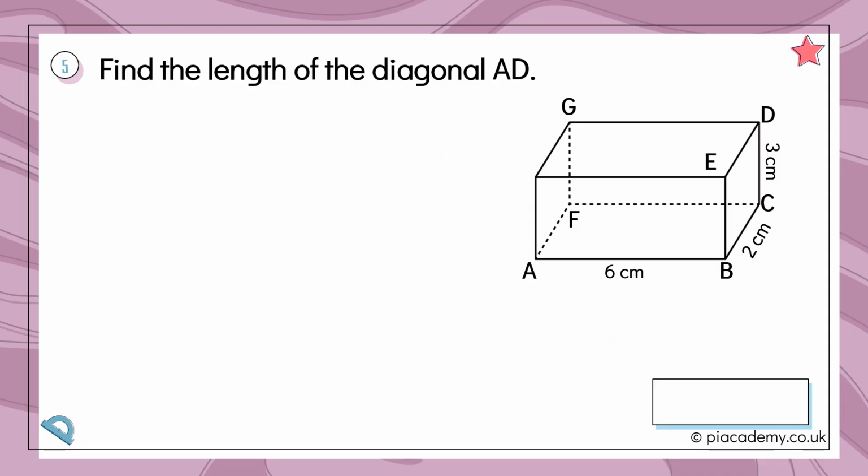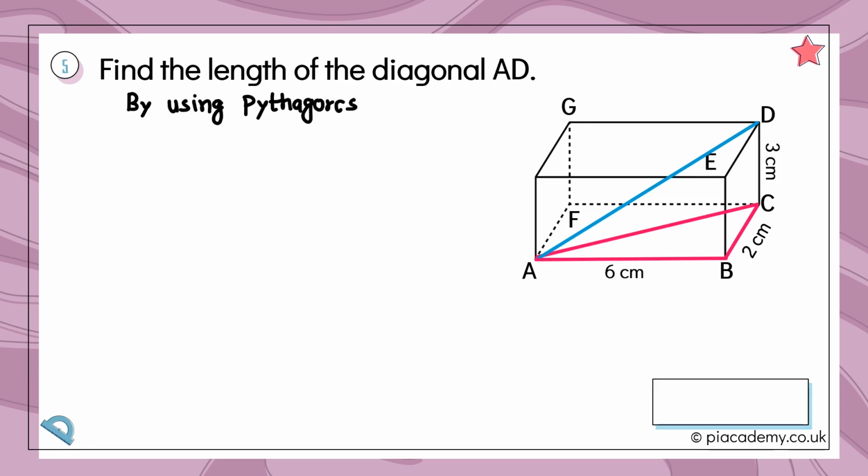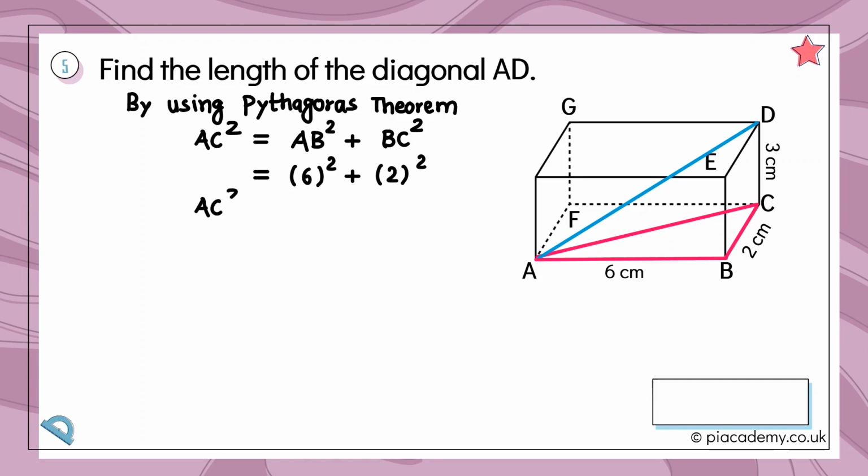Question 5. Find the length of the diagonal AD, which can be seen in the diagram marked in the blue line. Now what we do is, we take the triangle ACB, which happens to be a right angle triangle since it is a part of a cuboid. So, applying the Pythagoras theorem, we get AC squared is equal to AB squared plus BC squared. We know the value of AB as 6 and BC as 2. Let's plug in. So we get 6 squared plus 2 squared, which gives the value of AC squared as 40.